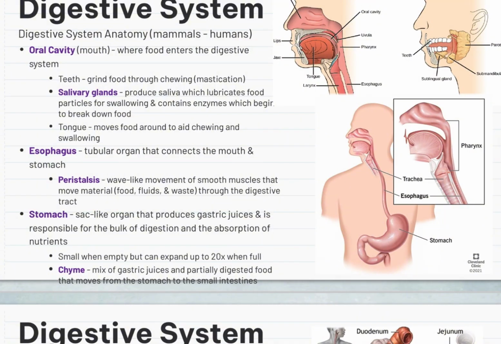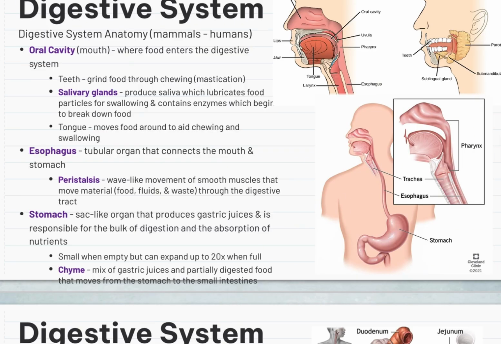Digestive systems and anatomy, so mammals and humans specifically. We have the oral cavity, which is our mouth, where the food enters and the digestive system begins. Our teeth grind the food through chewing, and our salivary glands produce saliva, which then lubricates the food particles for swallowing, and it contains enzymes which begin to break down the food. And then our tongue moves the food around to aid in the chewing and swallowing process.